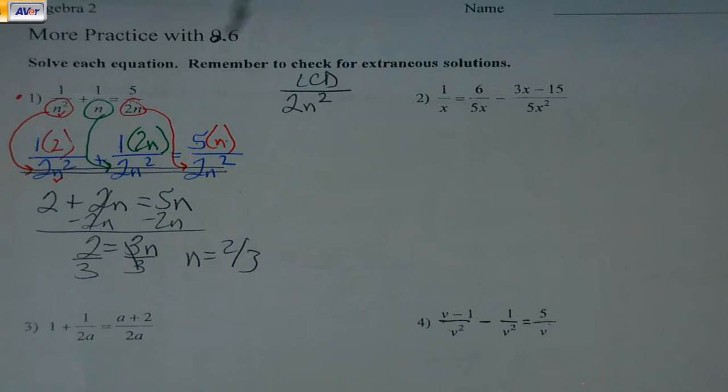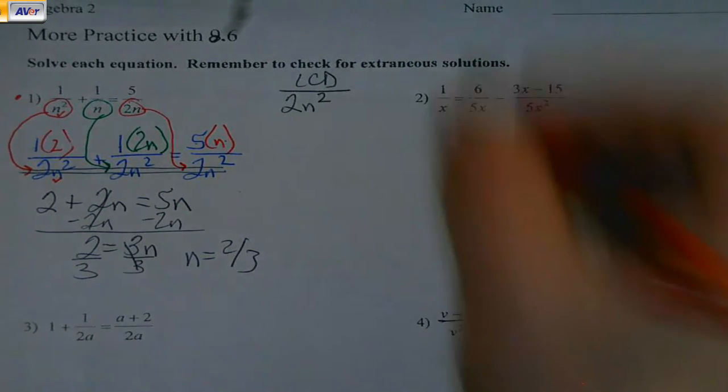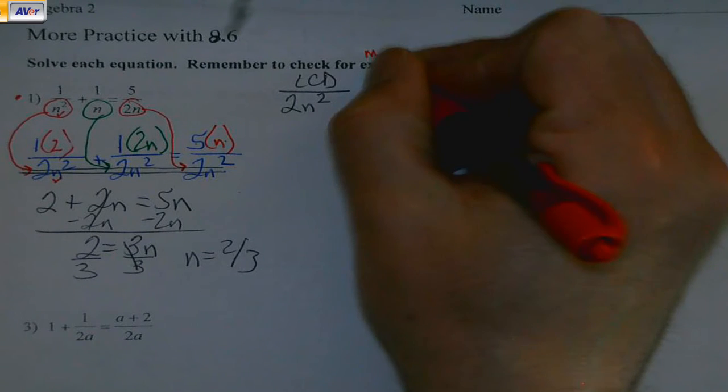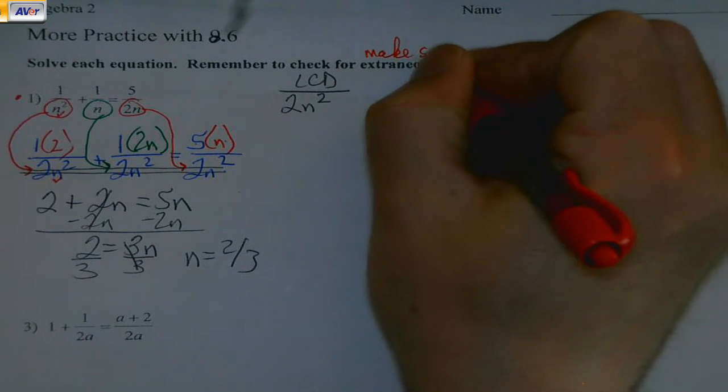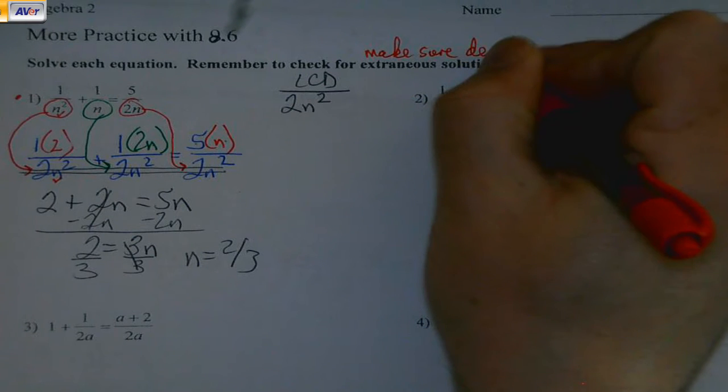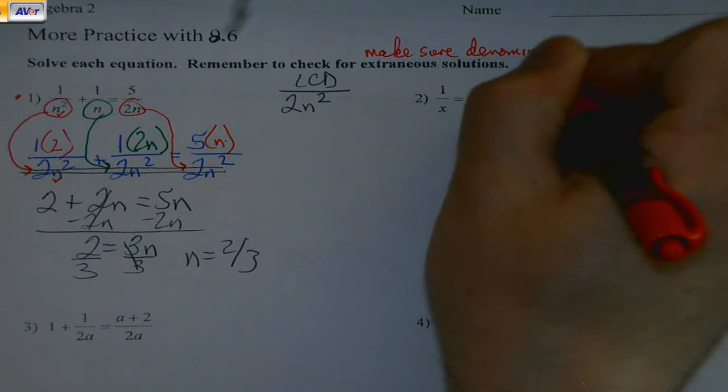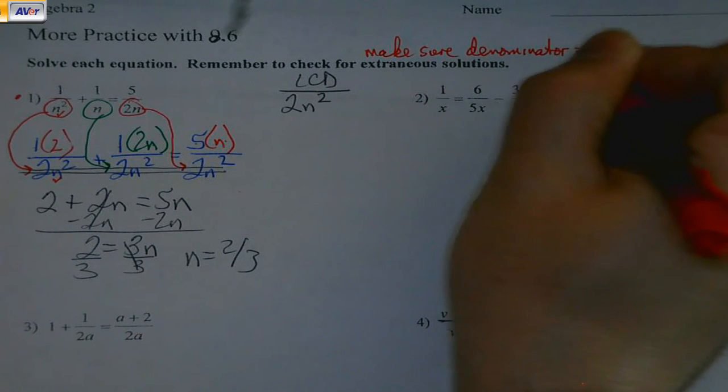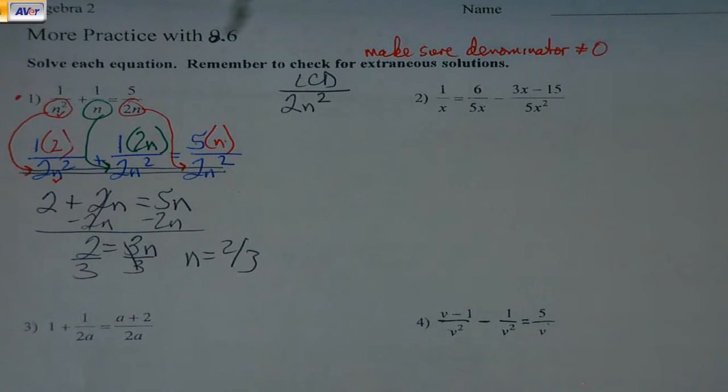Remember to check for extraneous solutions. Now, an extraneous solution just means it's a number that if I plug it into the problem, causes a denominator to be 0. It causes my equation to be undefined. So we chatted a little bit yesterday about this. It just means make sure the denominator doesn't equal 0.